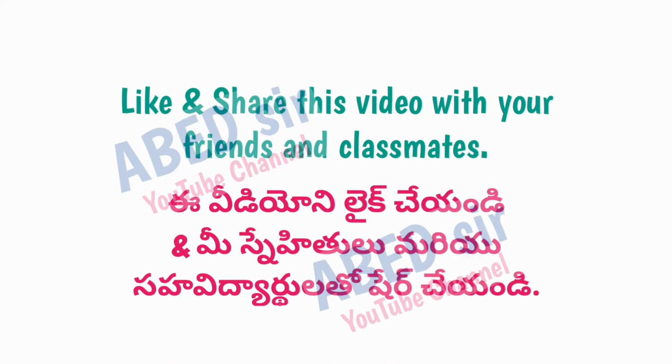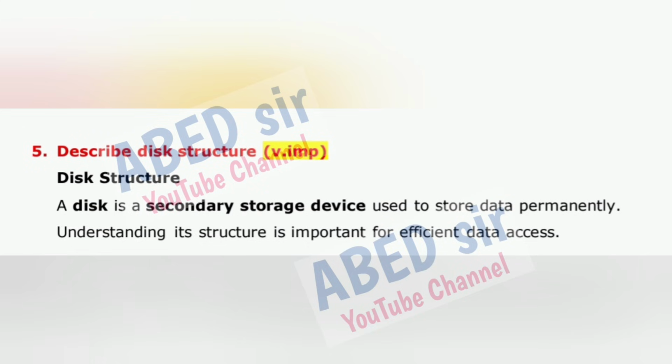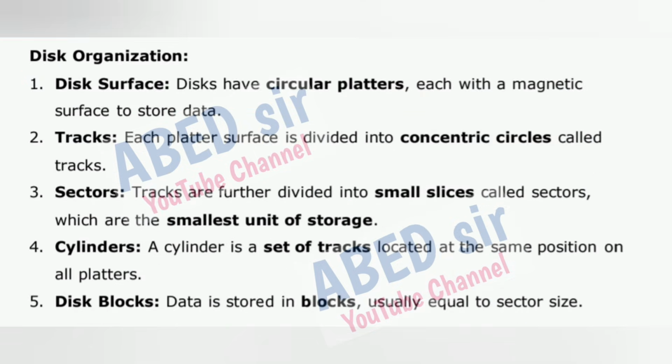Next important short question is 5. Describe disk structure. A disk is a secondary storage device used to store data permanently. Understanding its structure is important for efficient data access. Disk organization. 1. Disk surface.